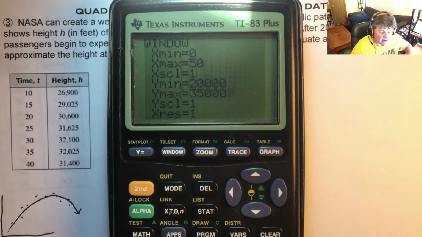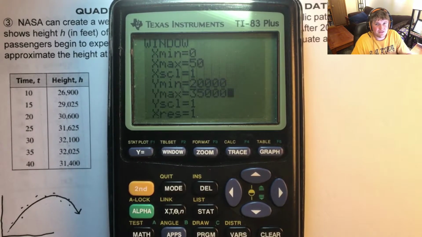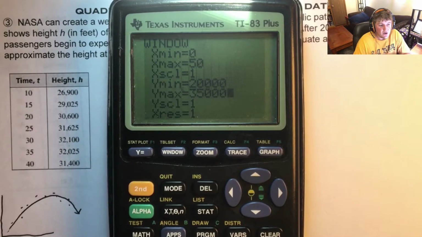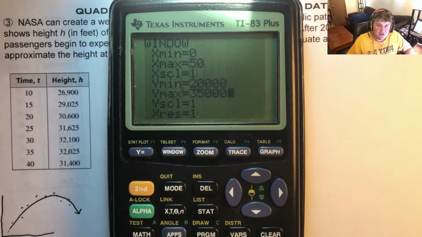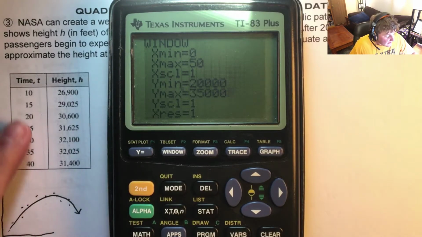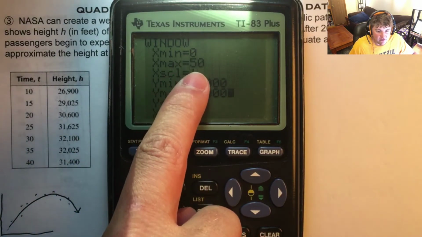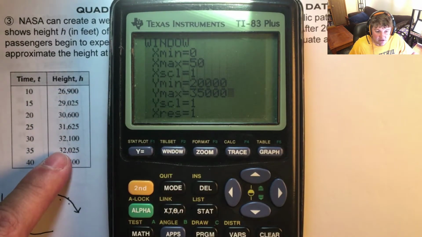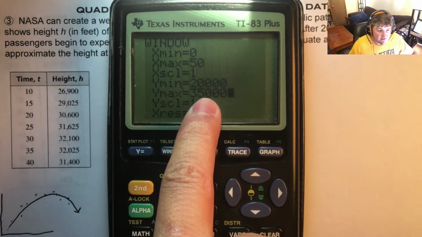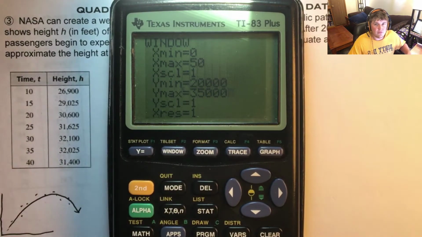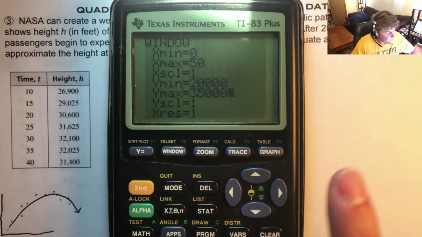I really hope you paid attention during this, because I get a lot of questions like, what should my window range be for x's and for y's? Well, you have to look at your data and come to the conclusion yourself. I knew mine was from 10 to 40, so it seems reasonable to include 0 to 50. Here, 26,000 to 32,000, so 20 to 35. It's going to be different for everybody, but you need to be able to see all your data points.